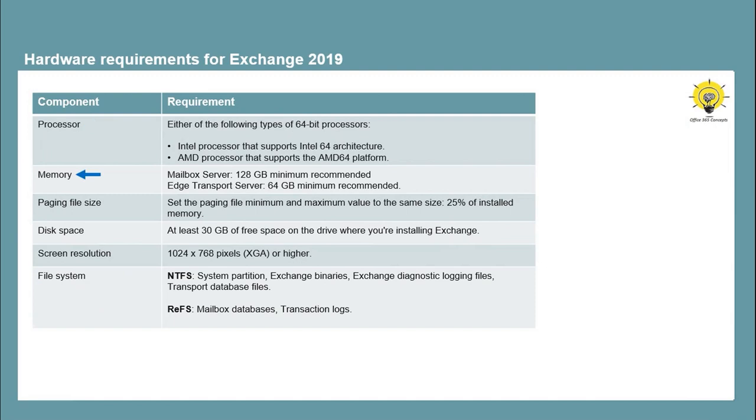This is a standard memory requirement for Exchange Server 2019. For Mailbox Server, 128 GB minimum memory is recommended. And for Edge Transport Server, it is 64 GB. But these are the recommendations for the production environment. If you are setting up Exchange Server for your test environment, then you can run this on 10 GB memory as well. But if this is a production environment, then this is the minimum memory requirement for a better functionality of Exchange Server 2019.